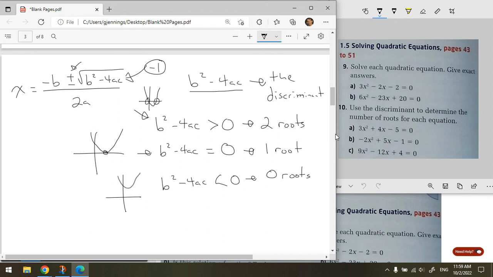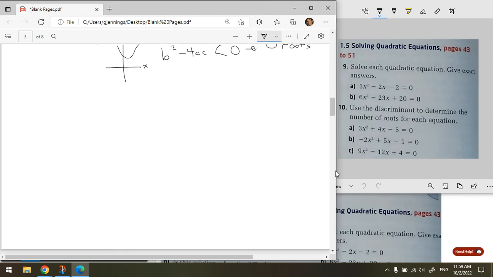So that would look like this graphically. It never touches the line y equals 0 or the x-axis. The quadratic just misses, okay? So one way that you can use this to your advantage is if you're instructed to say how many roots does each one of these systems have, you just need to use the discriminant to find it.